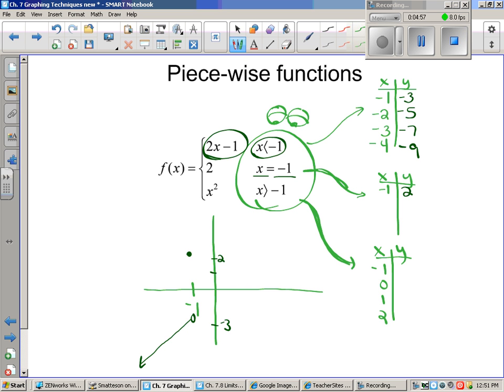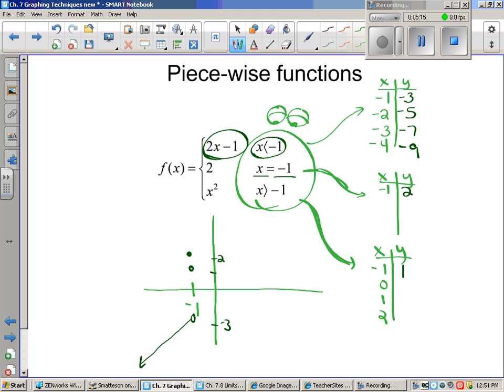x is greater than -1. Again, we're still going to look at what's going on at -1. You might think, well, it's not equal to. Right, but we want to know where that graph picks up from. And so at -1, we'd plug that in, we would get 1. So at -1, we would go to 1 with an open circle.